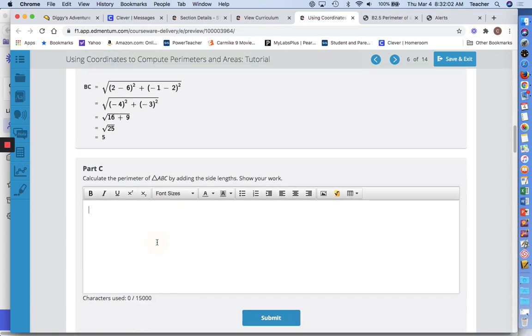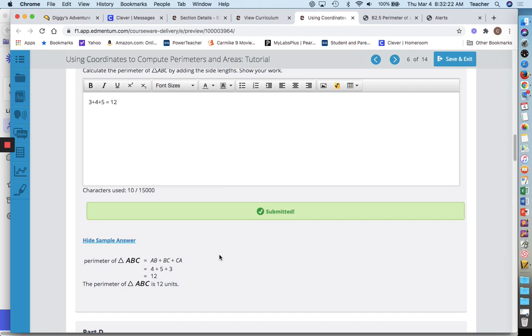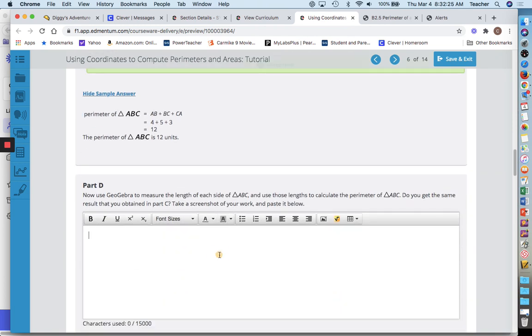All right, part C. I told you guys just a minute ago, anytime you're doing perimeter, you add up the 3 sides. My 3 sides were 3, 4, and 5. This is a 3, 4, 5 triangle, so we're just going to add those together. What's 3 plus 4 plus 5? Looks like it's 12.